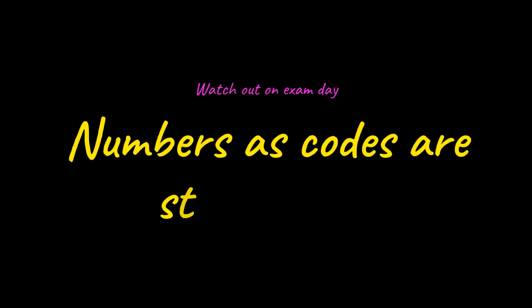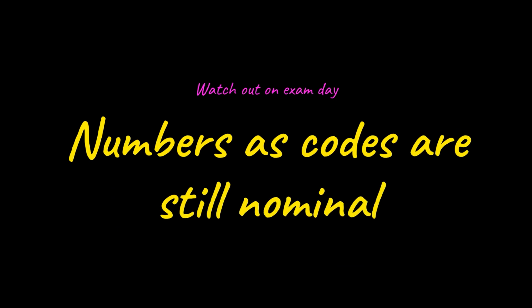A classic trap is numeric coding, a specialty coded as 1, 2, or 3. Those numbers are pure labels. There is no arithmetic relationship between them. When a stem tempts you to compute a mean from coded categories, recognize the variable as nominal regardless of how it looks.